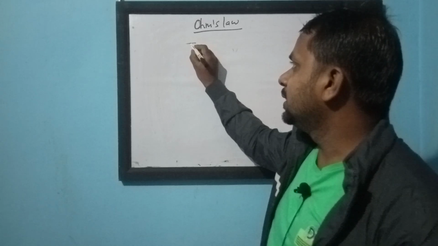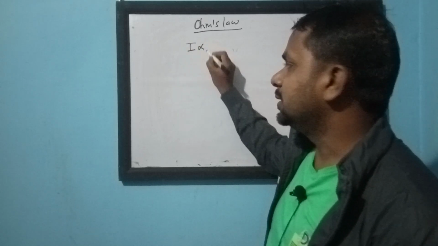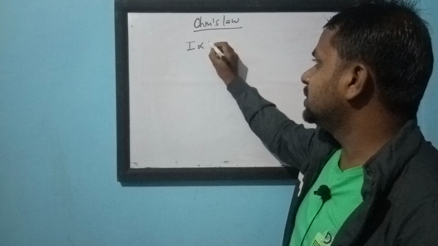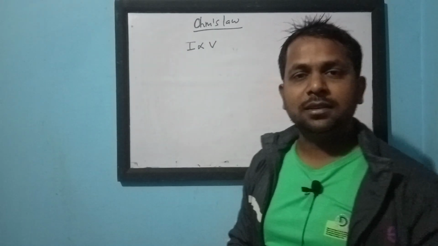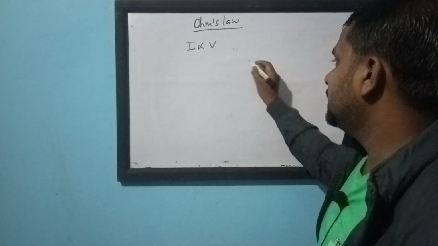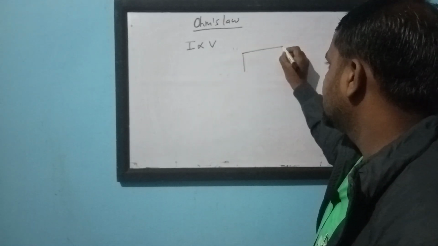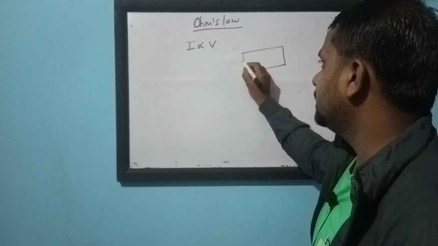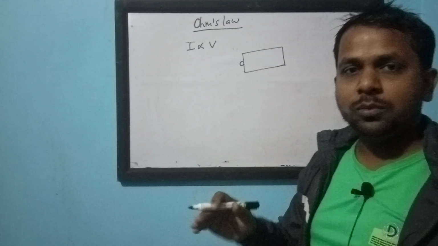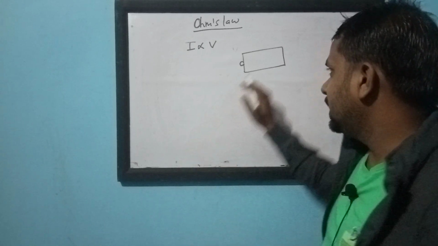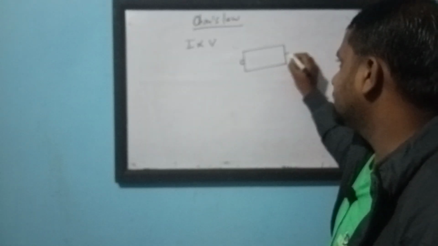He found that current flowing through the wire is directly proportional to the potential difference if the physical conditions are maintained constant. Try to understand like this. Suppose there is one cell we have connected here. This cell will supply energy and work will be done as the charge flows in the circuit.